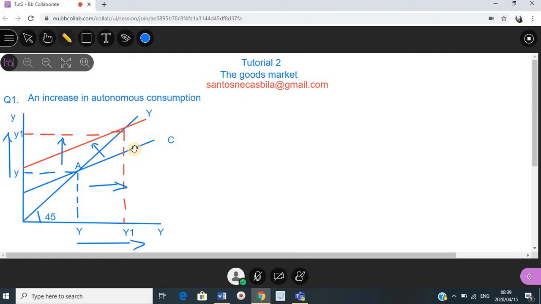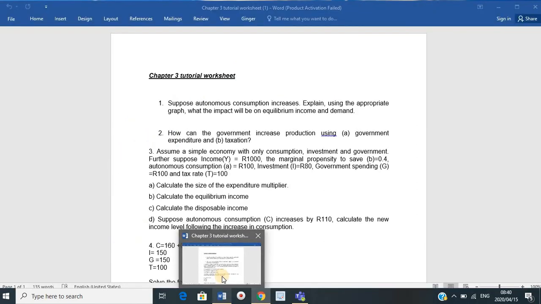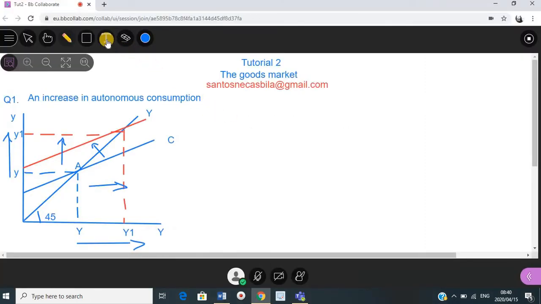Okay, let's move on and see question 2. It says, how can the government increase production using government spending and taxation? I'll just write it here.